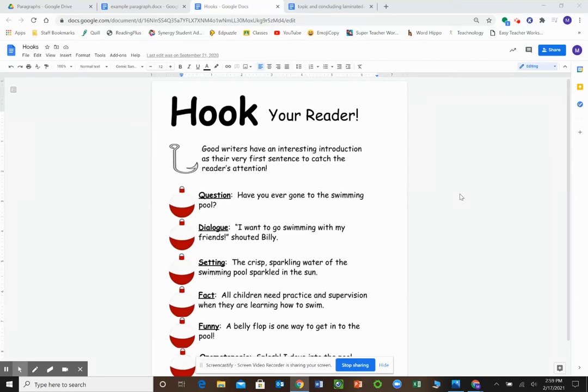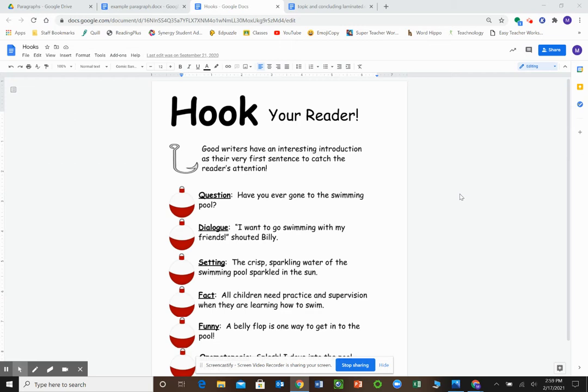Today, you are going to write your first paragraph, and in your assignment are several documents that are there just for you to refer to. You're not going to be doing anything to them. And the one that you see right now is one of them. It's that Hook Your Reader page. You did an Ed puzzle yesterday on Hook Your Reader.